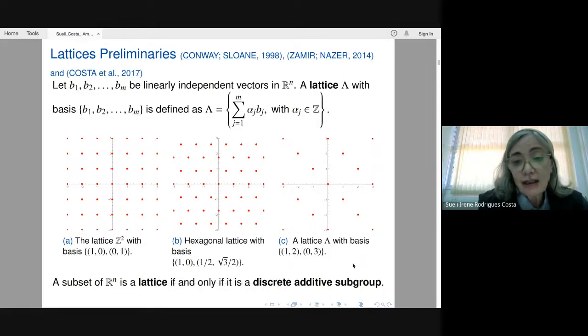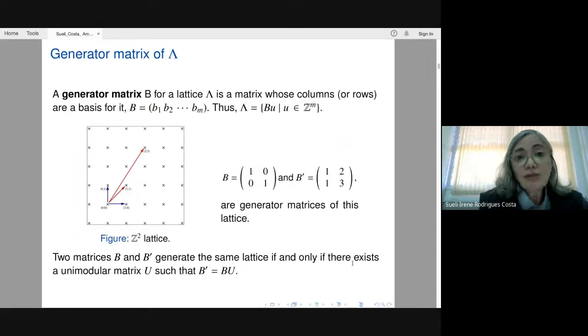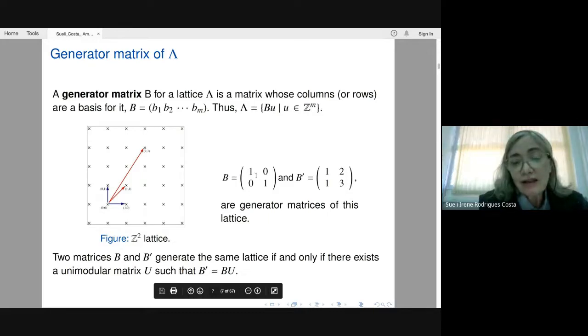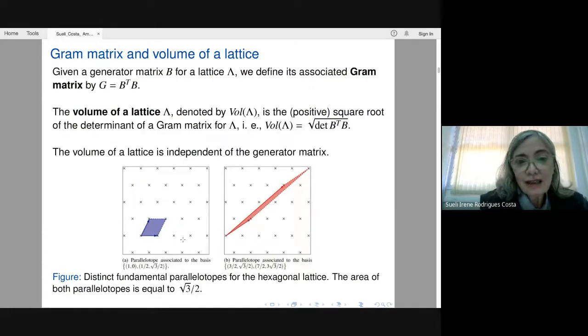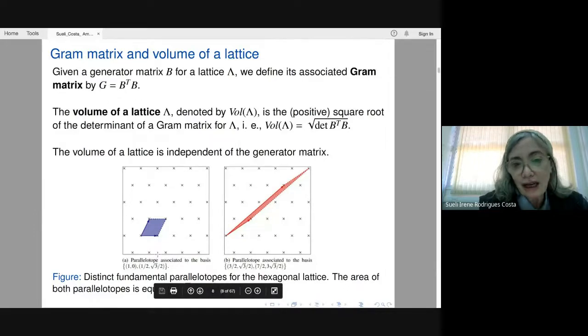Another characterization of a lattice is that it must be a discrete additive subgroup of Rn. Right? A generator matrix, or base matrix, of a lattice is a matrix which has as its columns the generator vectors, right? So this is an example of the so-called hexagonal lattice in 2 different bases, right? And here we also drew some parallelotopes related to these different bases, right?